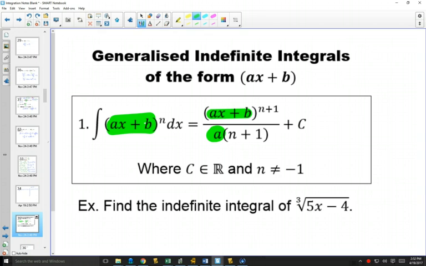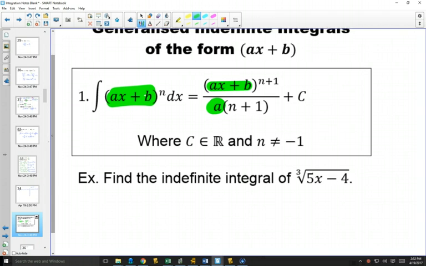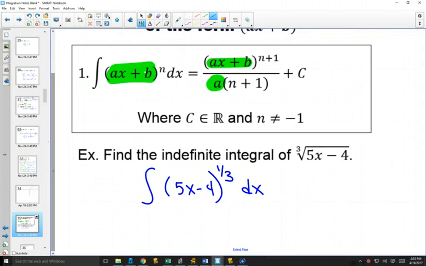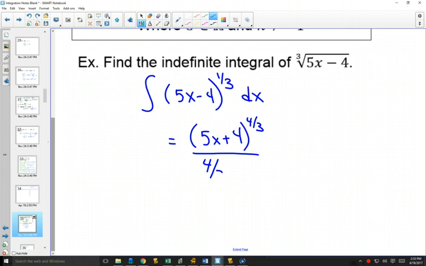So find the indefinite integral of the cube root of 5x minus 4. First of all, we're going to write this out with a power, and we notice we've got 5x minus 4, an ax plus b, inside of that 1/3. So when we integrate this, we add 1 to our exponent and divide by our new exponent. And we're going to also have to divide by 5 plus c.